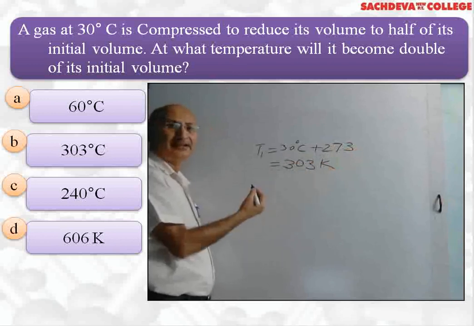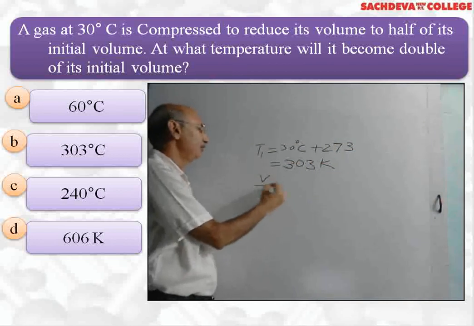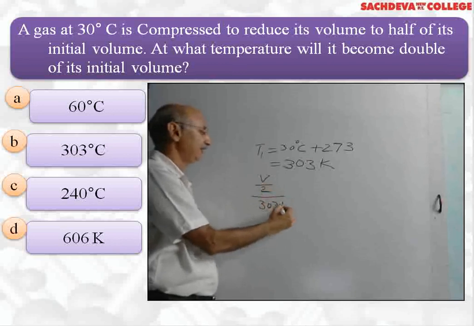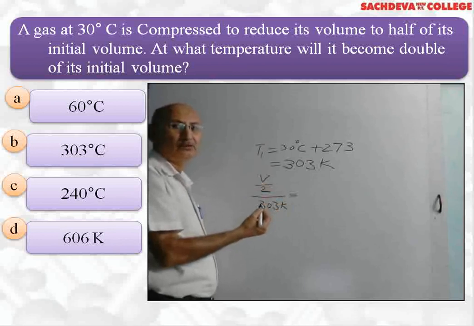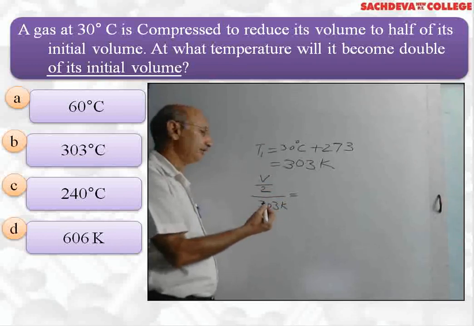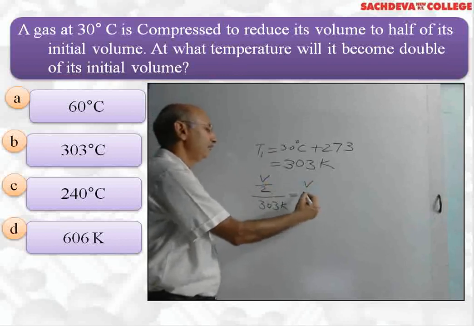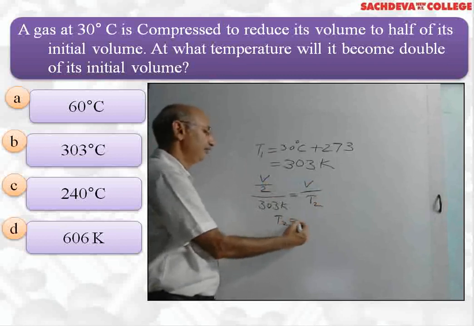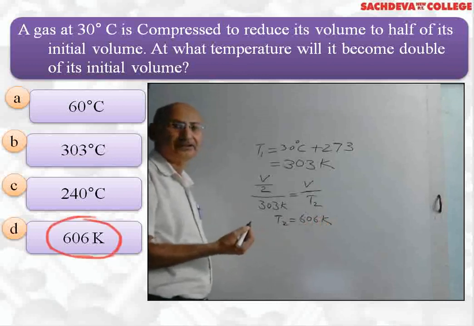Gas at 30 degrees centigrade is compressed to reduce its volume to half of its initial volume. So initial volume is V by 2. Temperature is 303 Kelvin. At what temperature, we have to find out T2, will it become double of its initial volume. Initial volume is V by 2, final volume will be V. T2 we have to find out. T2 will be equal to 606 Kelvin. So the correct answer is D part.